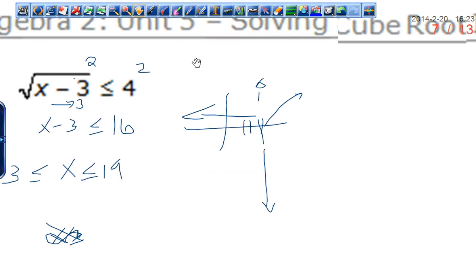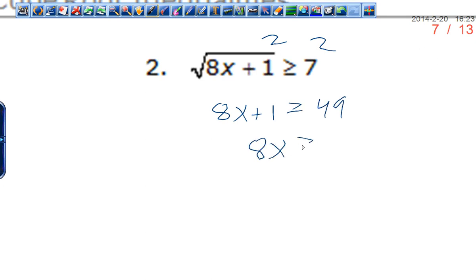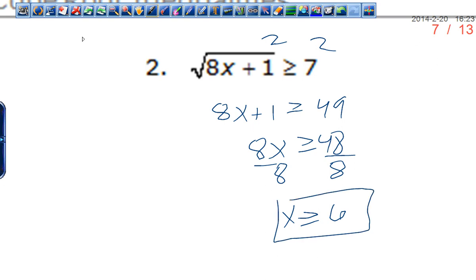Okay, number 2. Same stuff, guys. Just square both sides. So 8x plus 1 greater than or equal to 49. Subtract 1. This is really easy stuff. Divide by 8. So x is less than or equal to 6, or sorry, greater than or equal to 6. And once again here, we don't have to do any of that because it's greater than, so we're done.